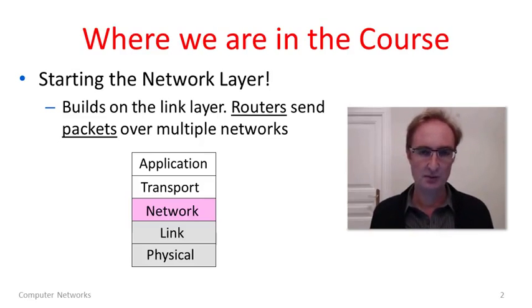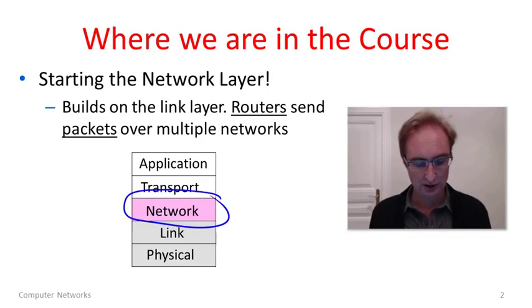As you can see from this reference model, we've gone through the physical and link layers, so you know how to send information and bits across a link instead of signals, and you know how to send frames of information across connected links. That's great. Now we're going to move on to the network layer. The network layer builds on the link layer, and its job is to have routers send packets of information across multiple connected networks. So let's see how that works.